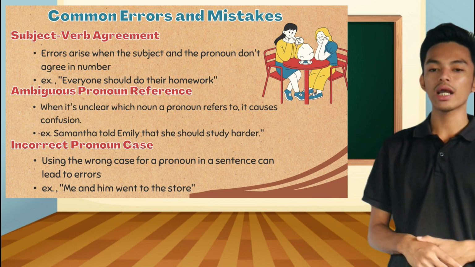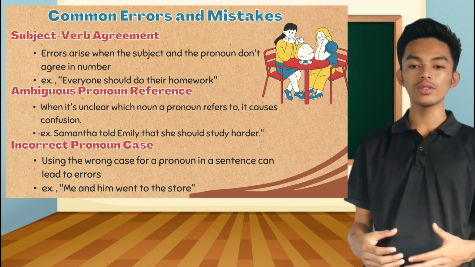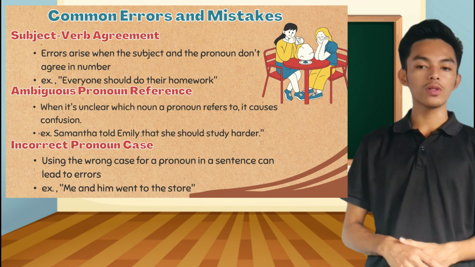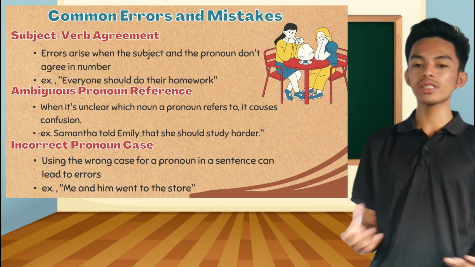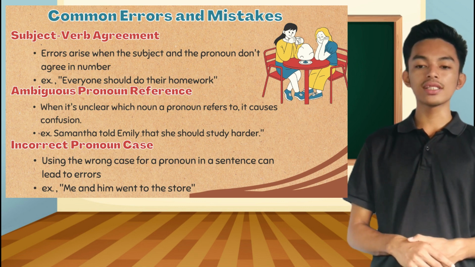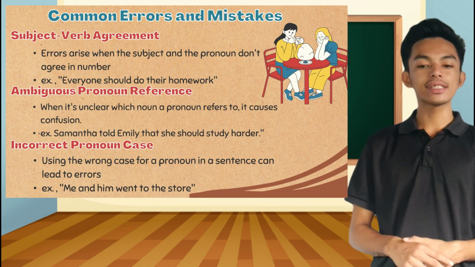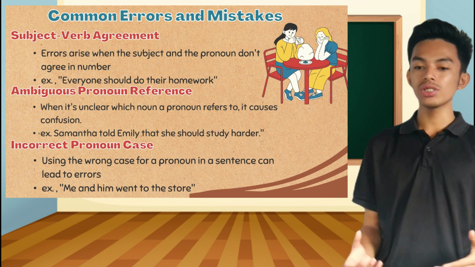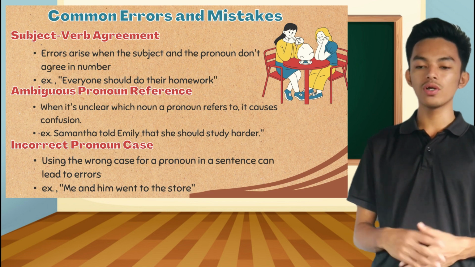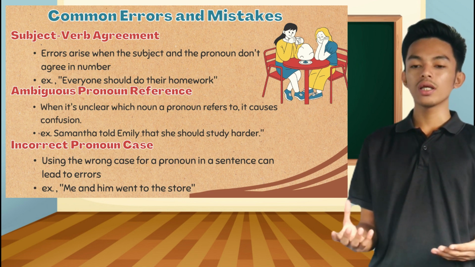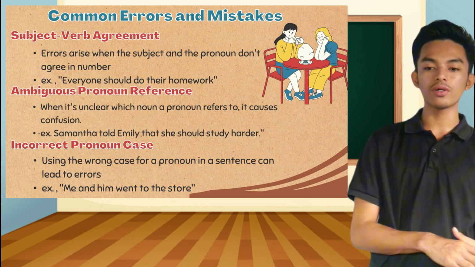The first one is subject-verb agreement. These errors arise when the subject and the pronoun don't agree in number. For example, everyone should do their homework. The second one is ambiguous pronoun reference. It is when it's unclear which noun or pronoun it refers to, and it causes confusion. For example, Samantha told Emily that she should study harder. It is quite confusing what she refers to.